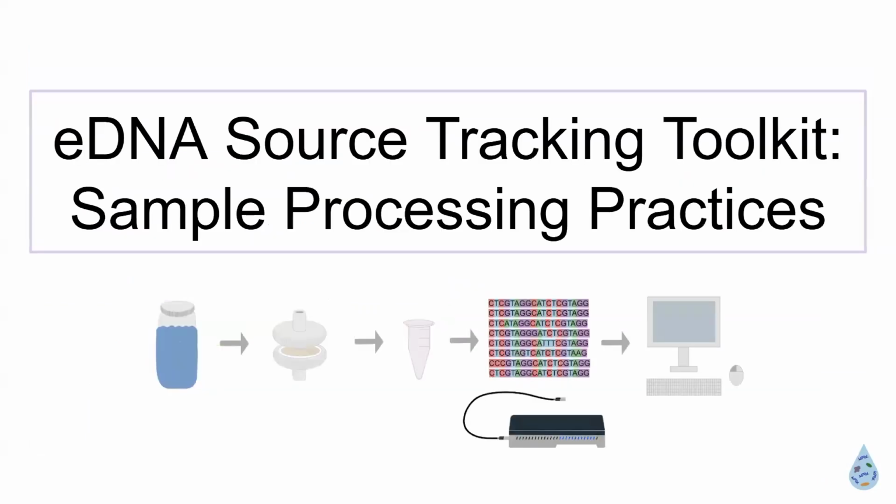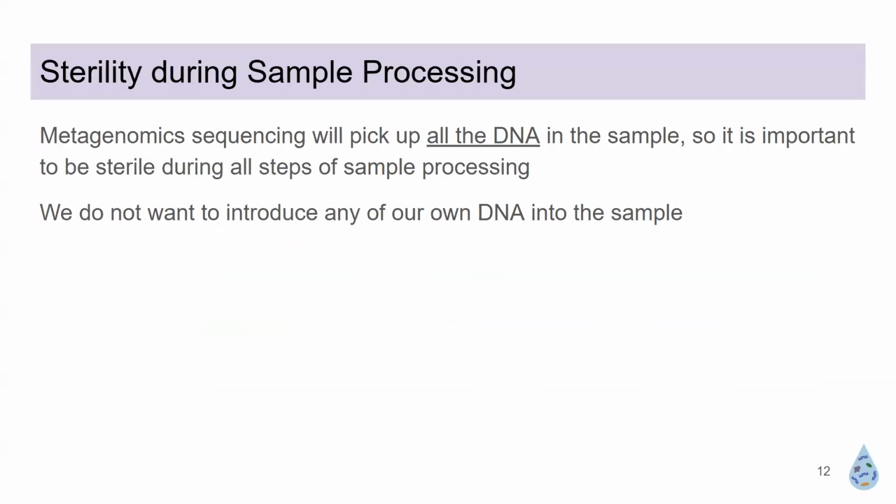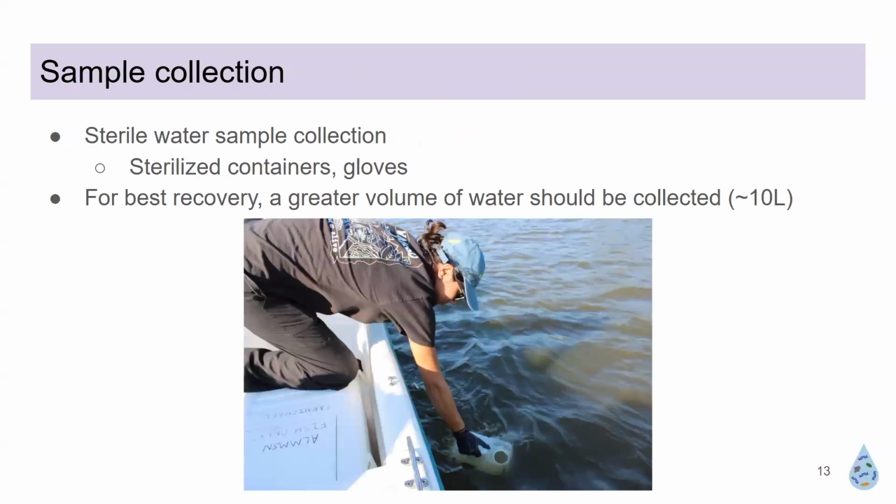Okay, so sample processing practices of the eDNA source tracking toolkit. The most important takeaway that I want you to get from sample processing for eDNA is sterility. Again, metagenomics picks up all of the DNA in your sample, so you really need to be sterile when you're processing these samples. If you don't, you can introduce your own DNA into the sample, and the sequencing will pick it up. You will find your own DNA in your sample. You don't want that, that's contamination, that's not what we're looking for, so sterile, sterile, sterile. We're not being crazy, we do see human DNA in there.